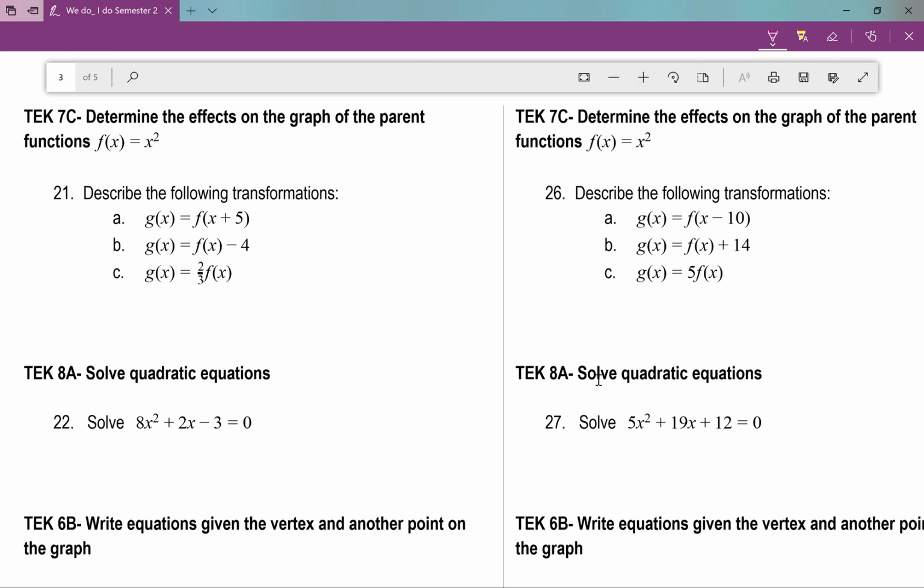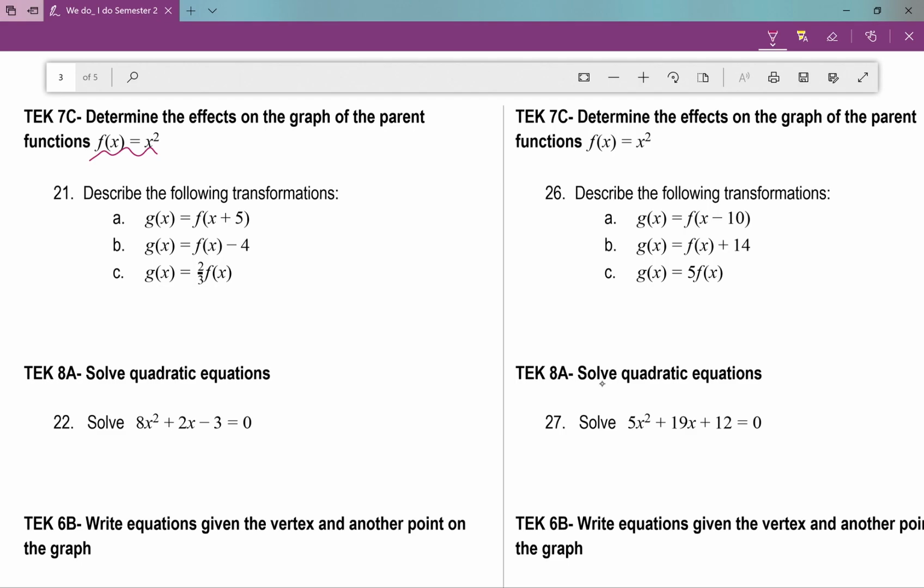Number 21, determine the effects on the graph of the parent function f of x equals x squared. It says describe the following transformations. So there's two ways you could go about this. You could, on your calculator, graph the parent function right here, and then you could graph these transformations one by one and kind of see what's happening, what's the difference between the parent function and the transformation. Or you could know these rules.